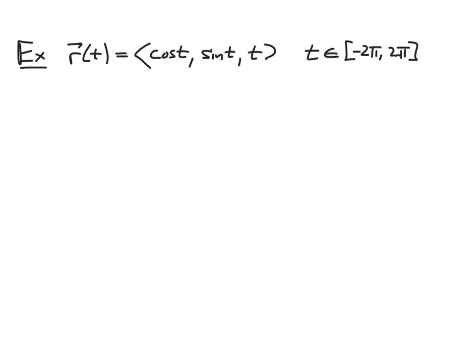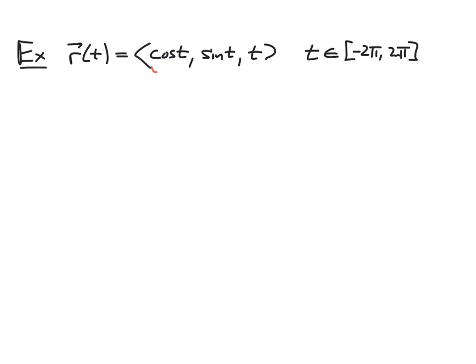Right? So in the sense that for every real number between negative 2 pi and 2 pi, r of t outputs a vector given by cosine of t, sine of t, and t. And then that vector identifies a point in 3 space, specifically the terminal point of the vector when it's in standard position. So if we want to try to figure out what this space curve looks like, we can just analyze some certain components of this particular function.